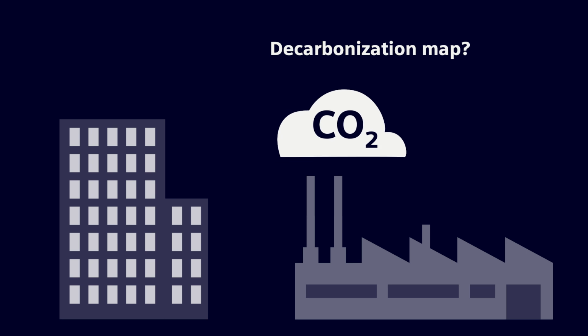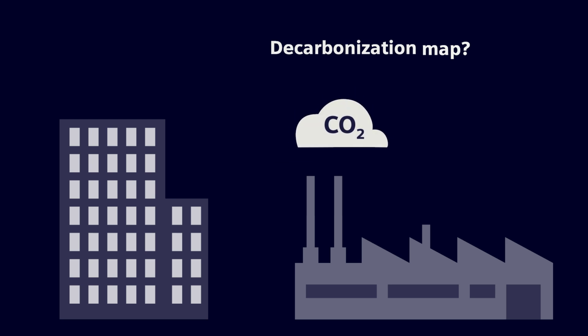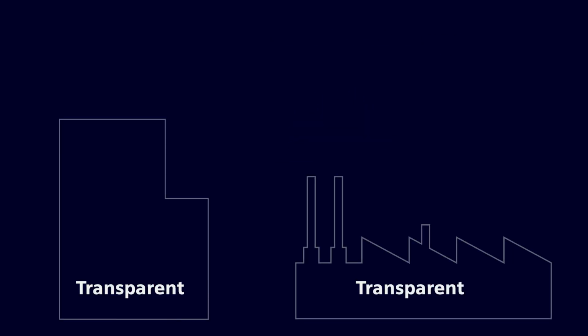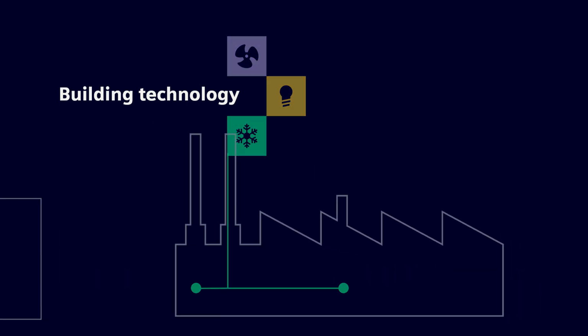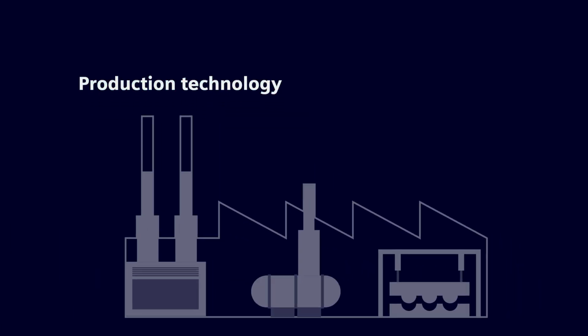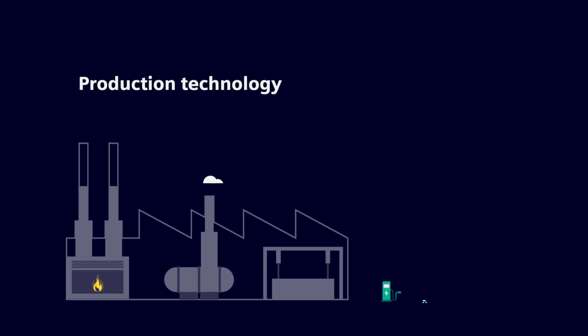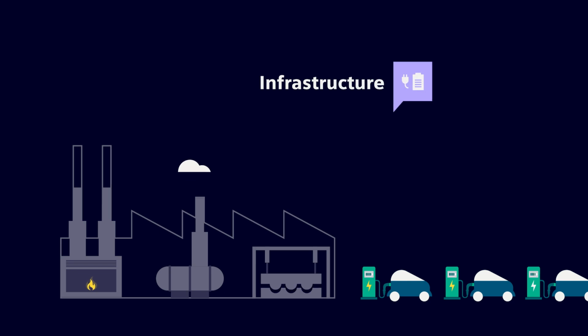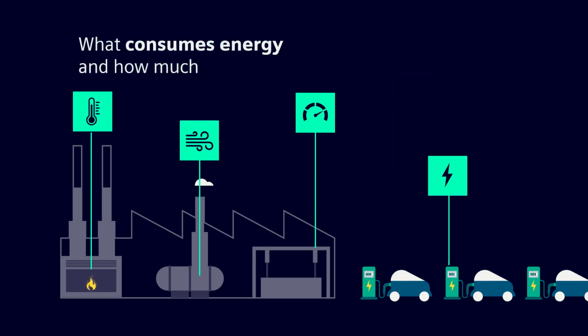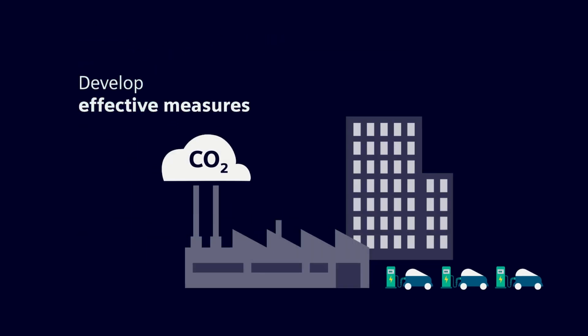Do you need a decarbonization map for your company? Then start by making your resource management transparent. From building technologies with electrically operated air conditioning, lighting, and ventilation systems, to your production technology, including gas-fired kilns, smelting furnaces, steam engines, or pressing machines, all the way to infrastructure, such as an e-car fleet. Because unless you know what is consuming energy, how much and when, you can't develop effective measures to reduce your resource consumption, and thus, your CO2 emissions.